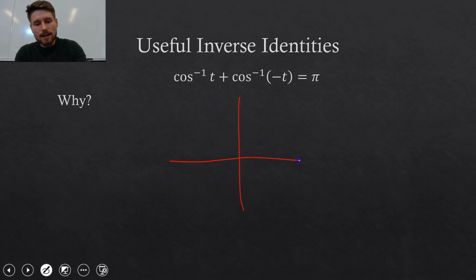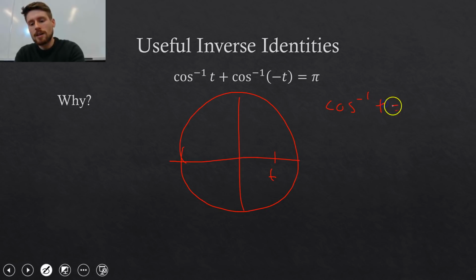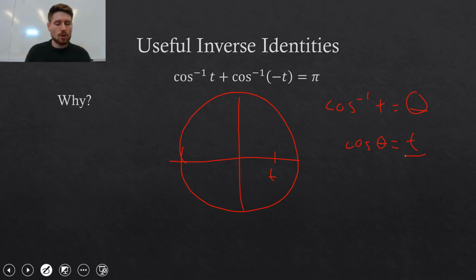So we're going to go ahead and sketch the unit circle. We're going to pick a random value of t. Here we go. My random value of t. The cosine, again, cos inverse of t equals the angle where cosine of that angle equals t. Again, this is my x-coordinate on the unit circle, and theta is the angle. So cosine inverse is the angle.